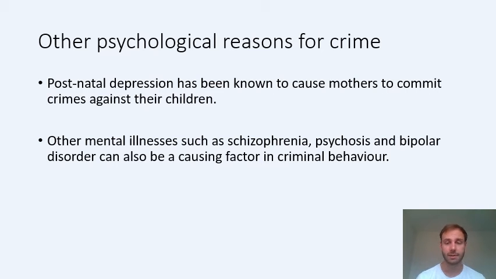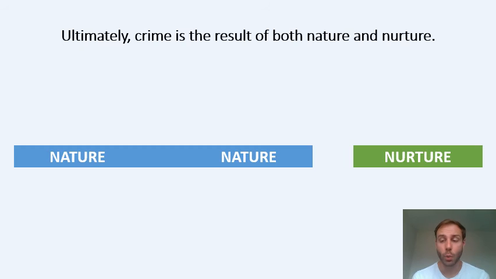Okay, right, moving forwards, we can conclude that crime is the result of both nature and nurture. It's really unwise to say that crime is simply a nature thing. So there's no evidence to suggest that people are born criminals, but we can certainly say that people are born with certain characteristics or certain behavioural patterns, which, if brought up in a certain way, could lead them towards committing crimes.